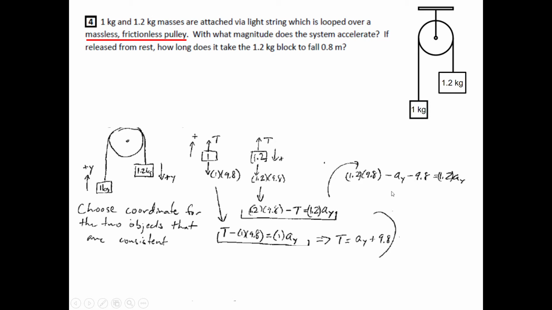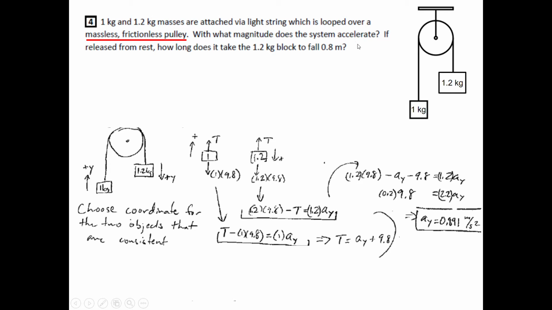And now I've got an equation that just involves ay and no other unknowns. So I've got a 1.2 ay on that side, and I've got a minus 1 ay on this side. If I add ay to both sides, I'll have a 2.2 ay. And then I can combine the other numbers over here. 1.2 times 9.8 minus 1 times 9.8 leaves 0.2 times 9.8. And then I simply divide out the 2.2 to get ay. In this case, ay is 0.891 meters per second squared. And so that answers the first question here.